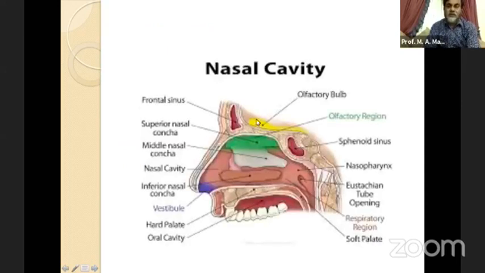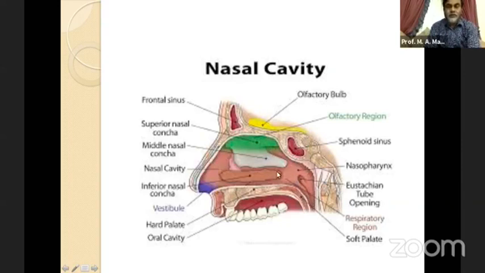So this is the nasal cavity. This is the roof of the nasal cavity, and this is the floor of the nasal cavity. Remember, the floor of the nasal cavity is the roof of the oral cavity. And the nasal cavity extends from the anterior nasal aperture or nares to the posterior corner here, communicating with the nasopharynx and down to the oropharynx.